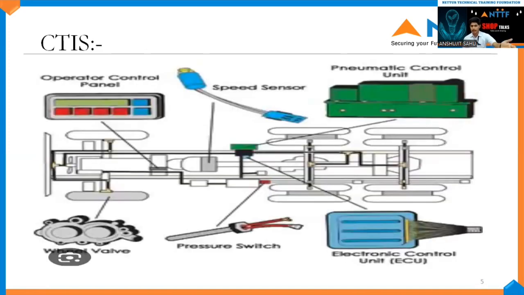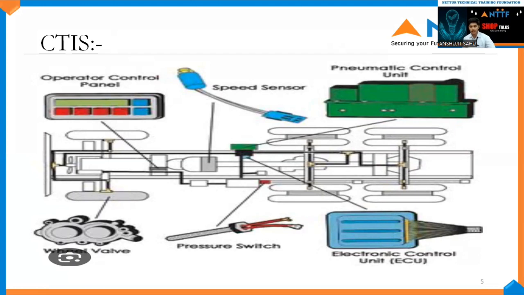So this is the diagram of a CTIS. First one is the operator control panel, which will be built into the dashboard. Second one is speed sensors, which will be four speed sensors for the four tires, integrated inside the tire. The third one is the pneumatic control unit, which will be four parts, one for each tire. The wheel valve is also four, one per tire. For each tire we have a different pressure switch, and the electronic control unit, known as ECU, which converts the data from electronics to mechanical.